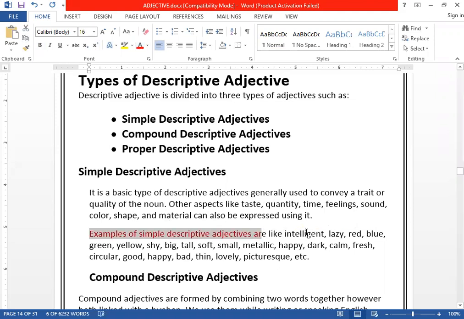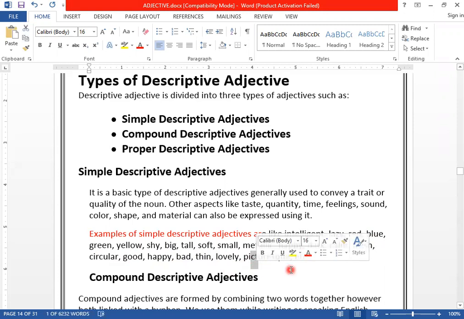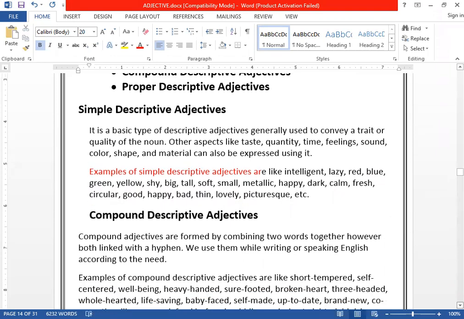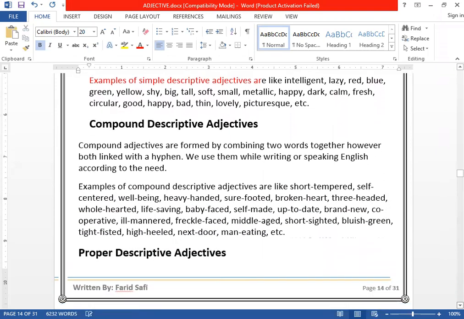Simple adjectives are like intelligent. It's simple, it's one only. Like we have lazy, red, blue, green, yellow, shy, big, tall, short, small, metallic, happy, dark, calm, fresh, circular, good, bad, thin, lovely, pretty, etc. So all of them are what we call them simple adjectives. All of them are called what? Simple adjectives. Or simple, what type of adjective? Descriptive adjectives. The second one we have compound one.